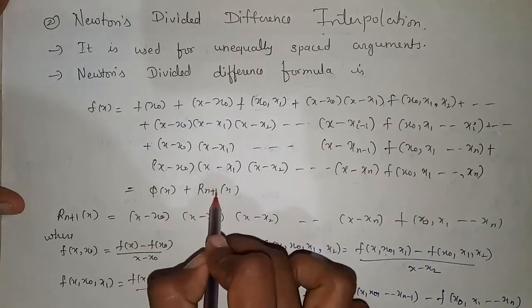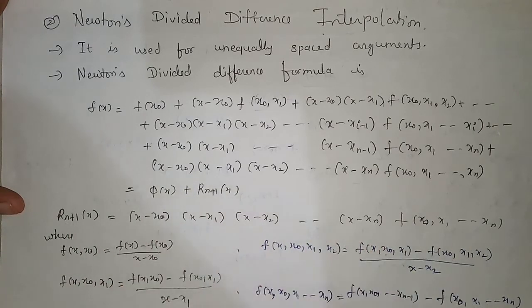So this is the phi function and this is Rn. So Rn plus 1 is the remainder given by this. So this is the formula for Newton's divided difference.